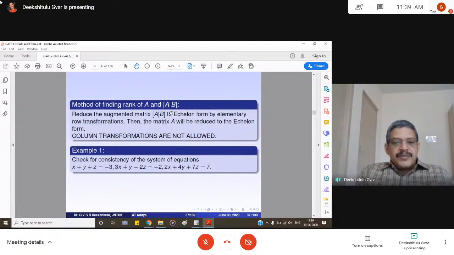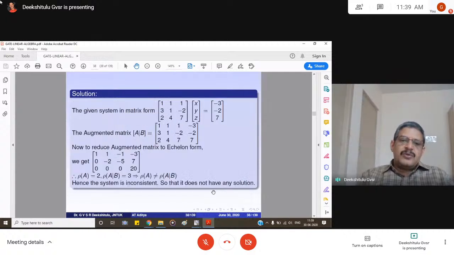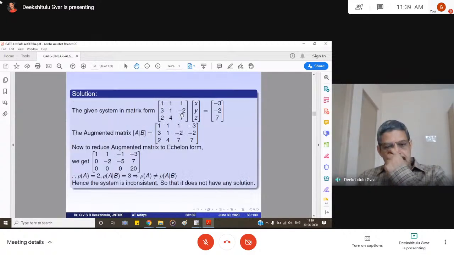So check the consistency of the system of equations. x plus y plus z is equal to minus 3, 3x plus y minus 2z is equal to minus 2, 2x plus 4y plus 7z is equal to 7. So the system is Ax equals B, and we write the augmented matrix [A | B] like this.